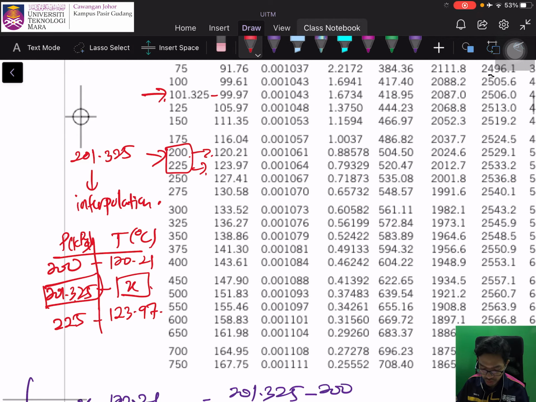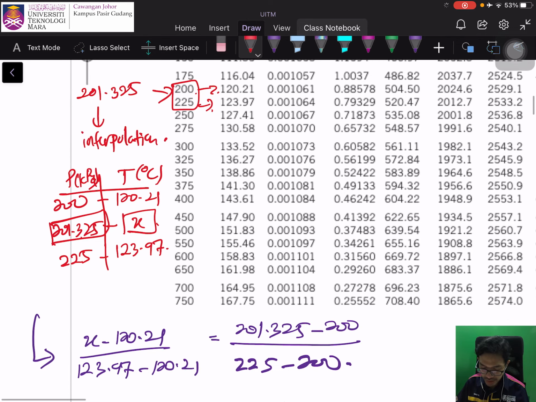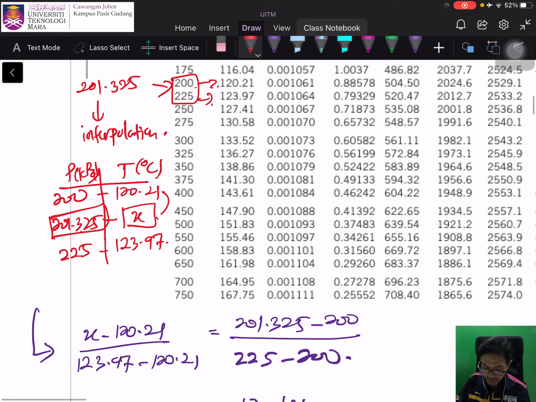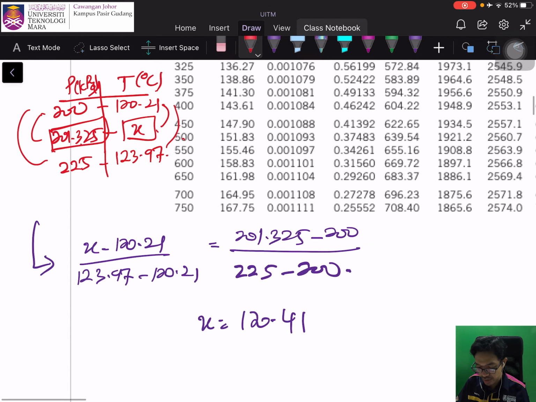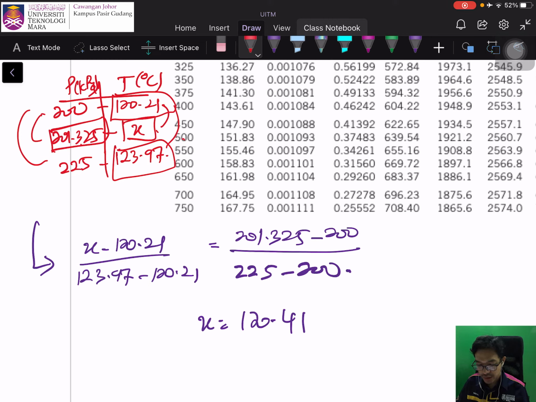Okay, so you need to write it like this: x minus 120.21 over 123.97 minus 120.21. This is the right hand side of the table, and then you do the same in corresponding sequence: 201.325 minus 200 on the left side of the table, over 225 minus 200, and then you calculate it. You will get x equal to 120.41, which is between the values of 120.21 and 123.97 degrees Celsius. So this is your corresponding saturated temperature if you boil the water at 1 bar.